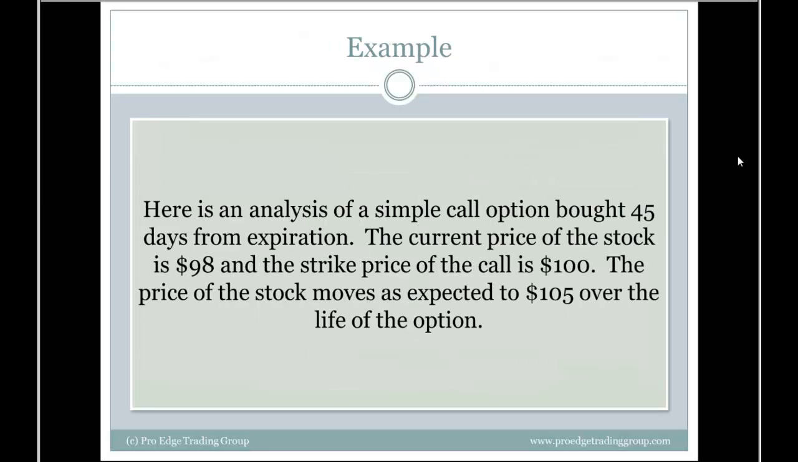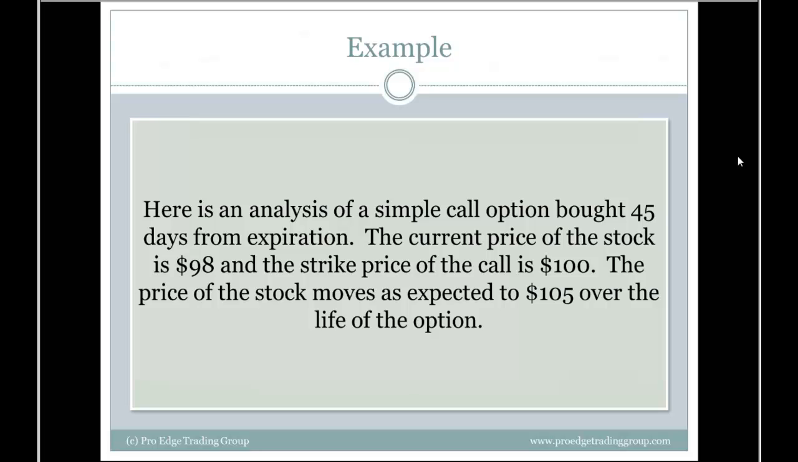Now, I'm going to do a really simple analysis here, and this isn't perfect. This is just to point out some factors in the trade. I want to show you what happens based on the implied volatility and the premium of the stock. We're analyzing a simple call option bought 45 days from expiration. The current price of the stock is $98. The strike price of the call, and we're buying a long call, is $100.